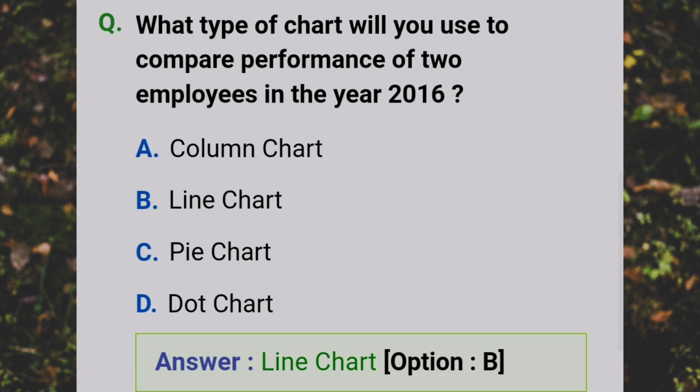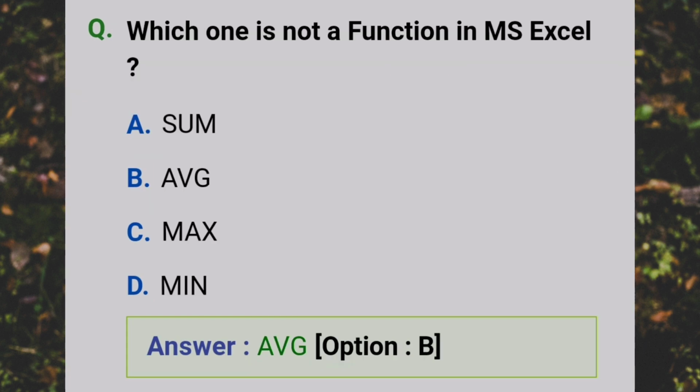What type of chart will you use to compare performance of two employees in the year 2016? Answer B. Line chart. Which one is not a function in MS Excel? Answer B. Average.